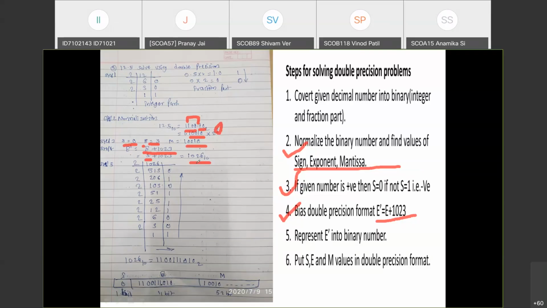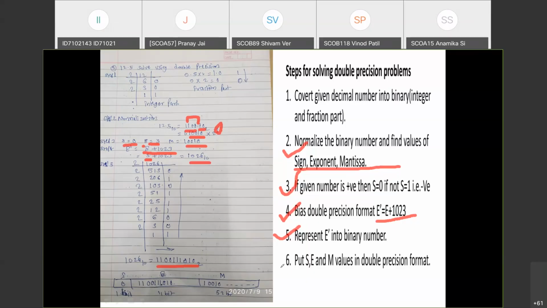So this exponent value E', we need to again convert it into binary. That will be the fifth step, which is for the total integer number. So we can divide that particular number by 2 repeatedly and we get the answer 10000000010. That answer we are getting.